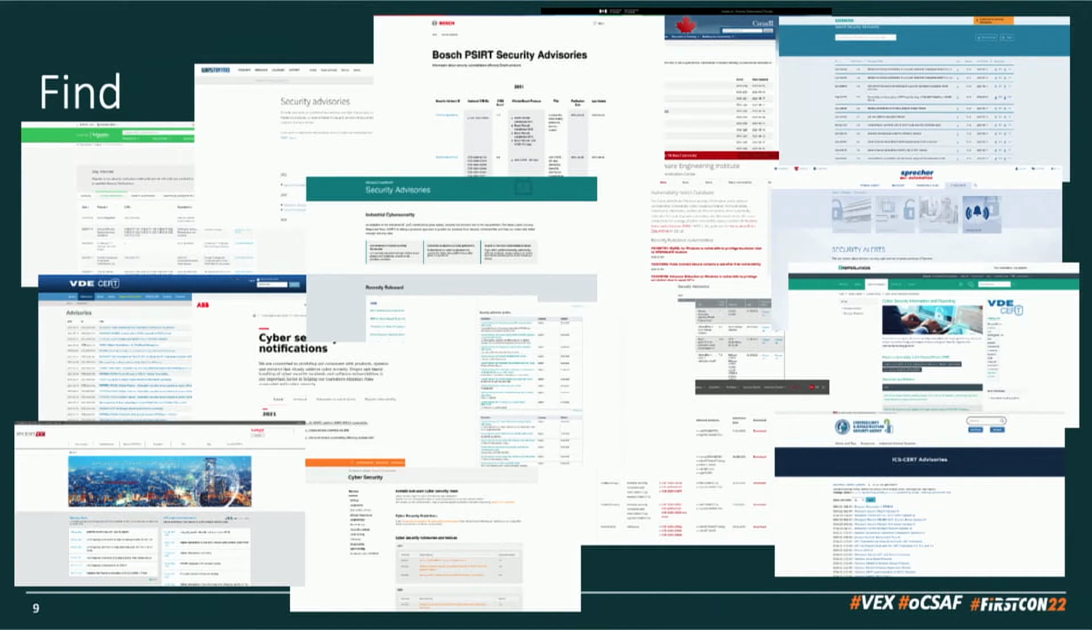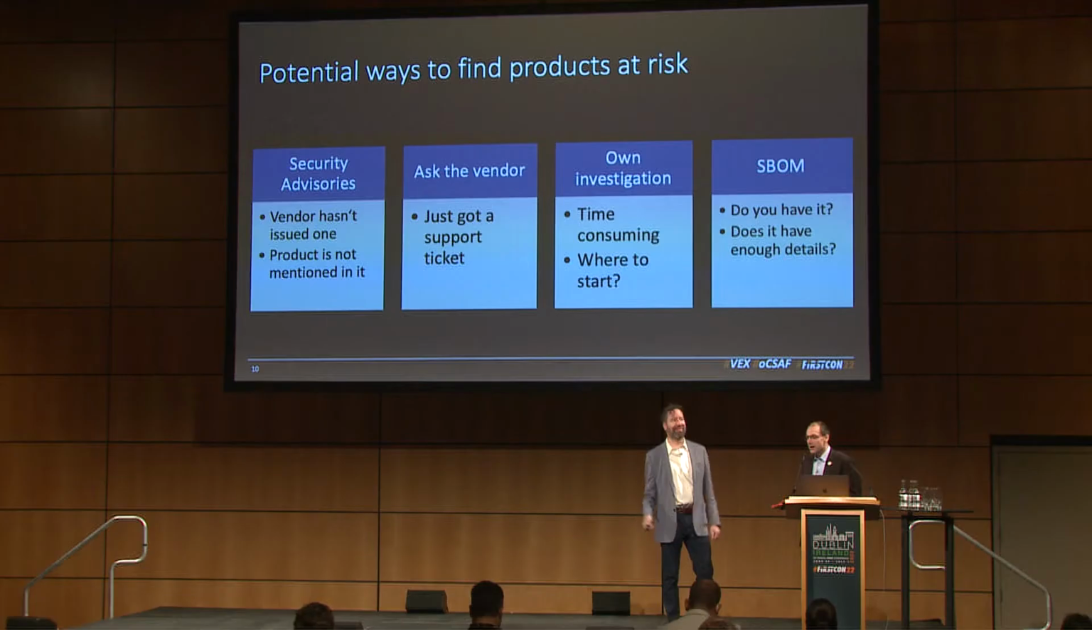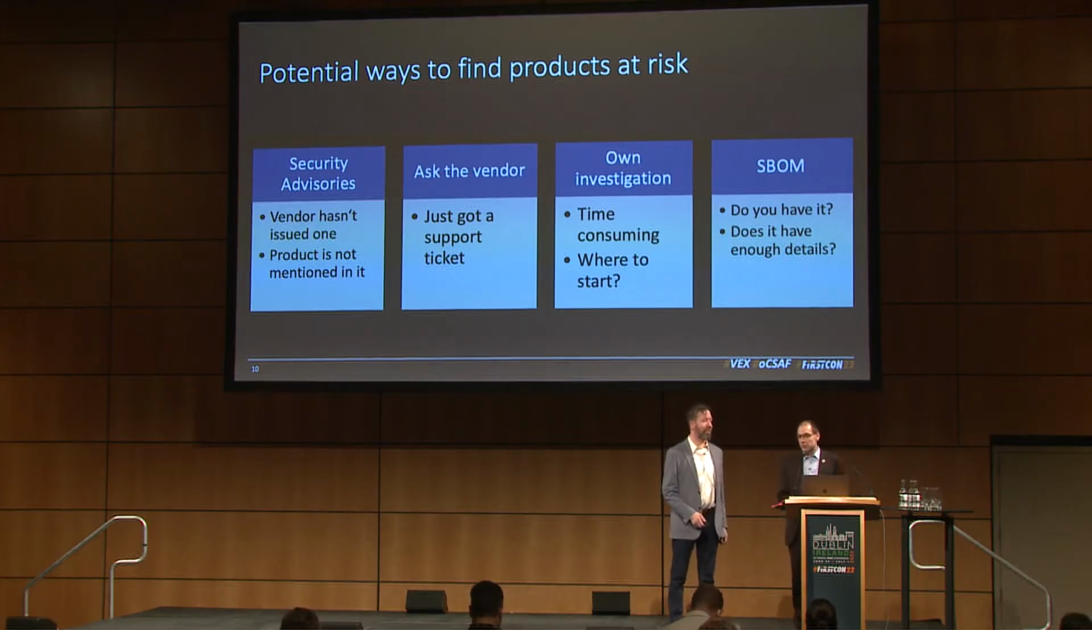But then if we come back to our potential ways of finding our products at risk, we see a bunch of problems there. Security advisories, yeah, maybe the vendor hasn't issued one. Or if he has issued one about a vulnerability, is your product in there? Is the product that you care about mentioned in it? You could ask the vendor. They love it when you call their helplines, don't they? They do, totally. And you get a support ticket number and you don't know what to do. So still no answer from the vendor yet.